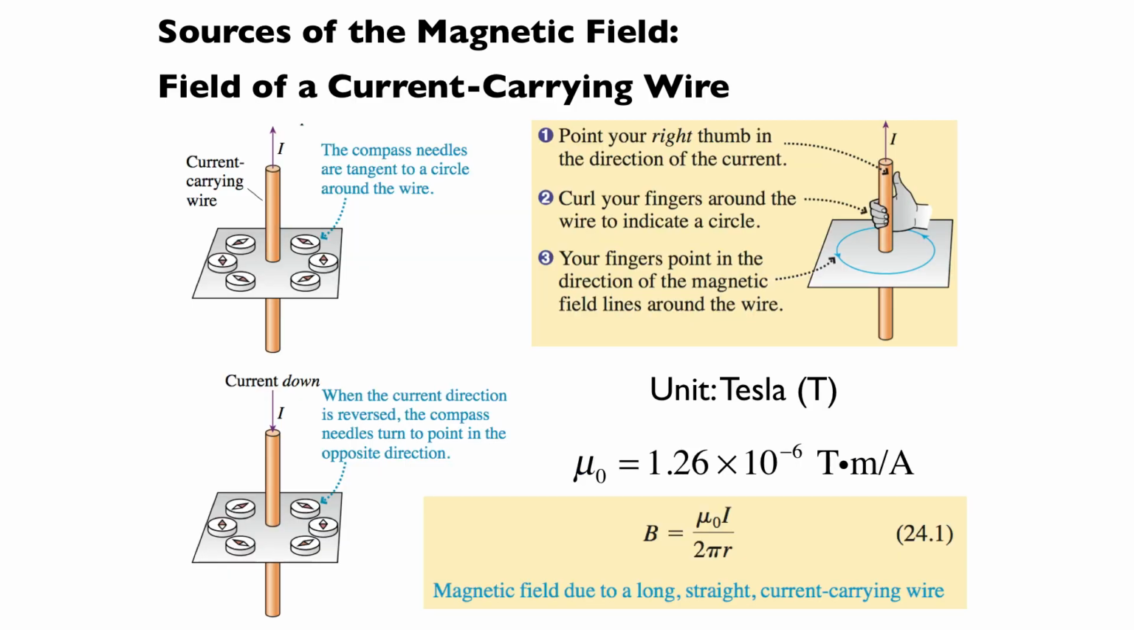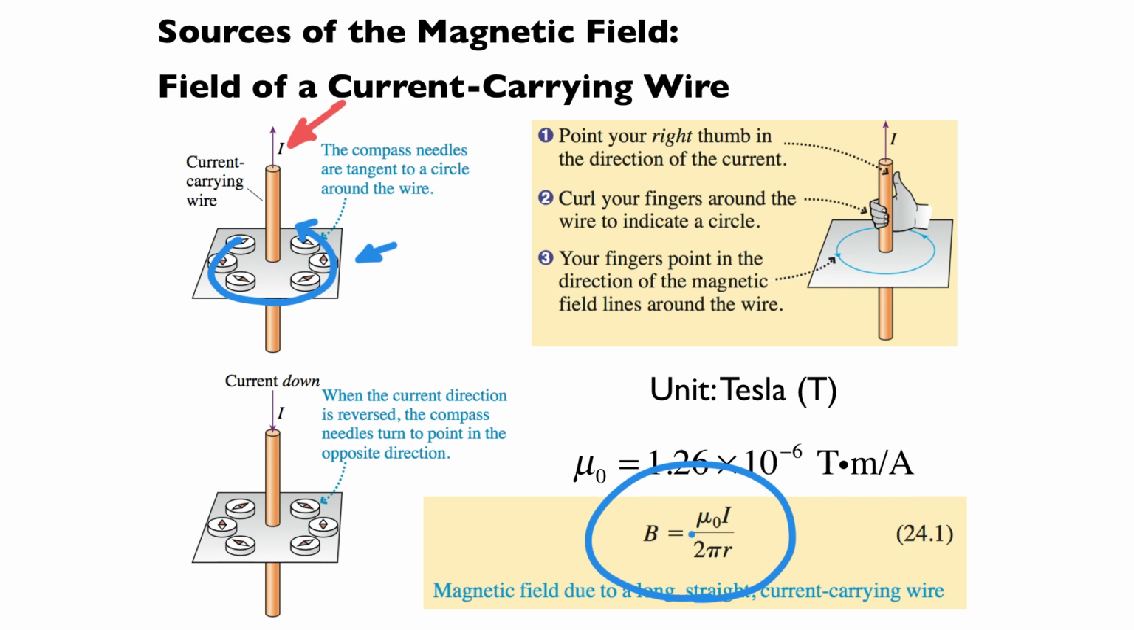Now here's a relationship for the field of a current-carrying wire. If you take a wire and you put a current through it, as in this picture right here, there are going to be magnetic field lines that go in circles around the wire. And you can see these compasses are lining themselves up in a circle, like so. The magnitude of the magnetic field a distance r away from the wire is given by this expression right here.